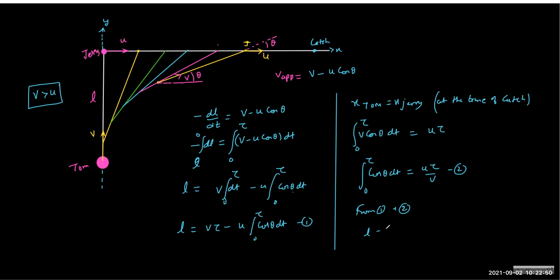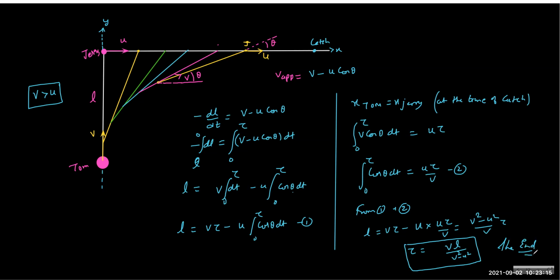we can write L equals v tau minus u into u tau by v. And this gives you the answer: v square minus u square by v into tau. The time after which it will catch is vL by v square minus u square. That's the answer to the question from Kiroda. And this is the end of kinematics. So congratulations to all of you. We have finished the first chapter of mechanics called kinematics.